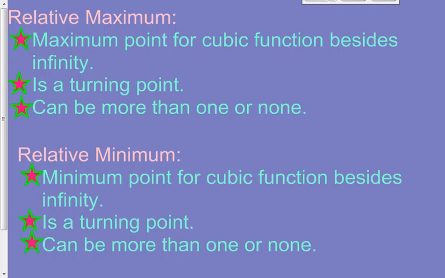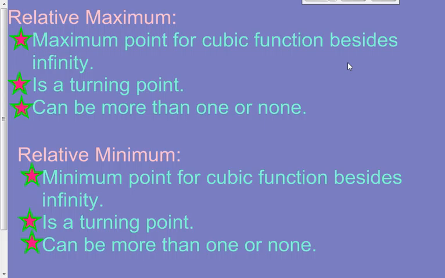I'm sure you've heard of maximum and minimums before. In chapter 6 we talked about parabolas. A parabola shaped like this has a minimum value. This parabola right here has a maximum value. So that's an absolute minimum and an absolute maximum. With polynomial functions, we don't have absolutes. We have relative minimums and relative maximums.